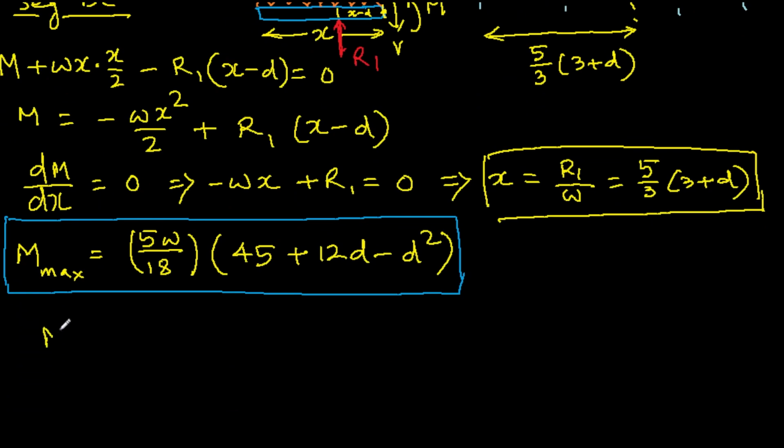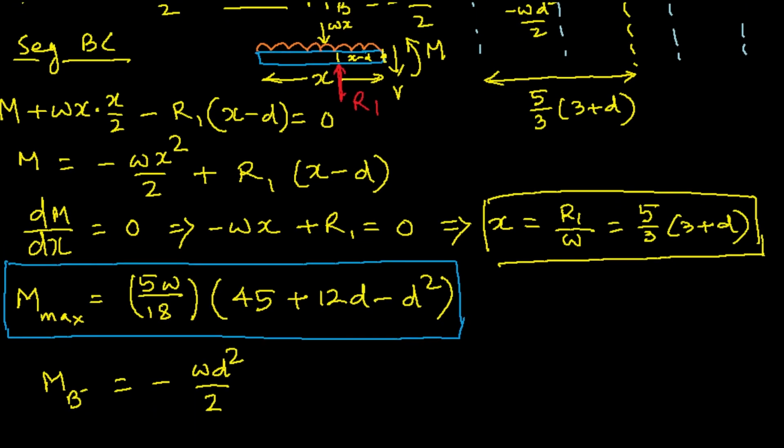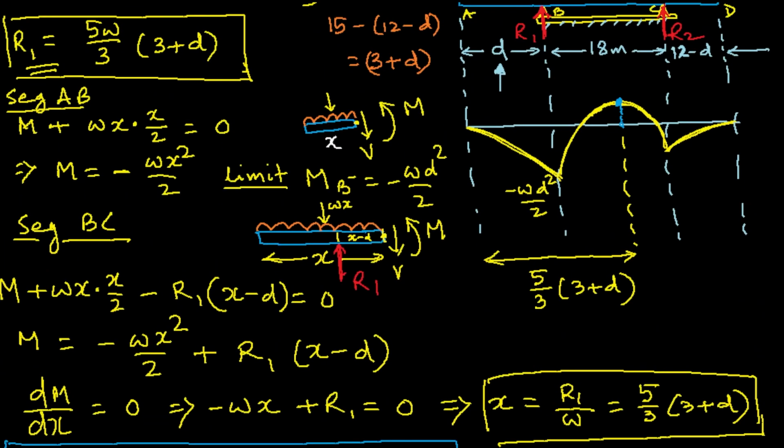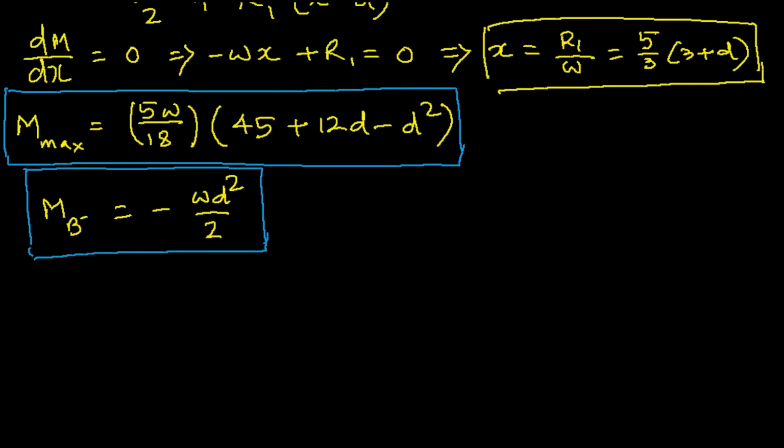Okay, this is one, and I'll just write the other part here. Another one is M_B, which is nothing but negative of w d square over 2. Fine. So these two things we should keep in mind. So see what happens. Here we have to do some arguments. Now let's say what happens. I'm just drawing another picture here.